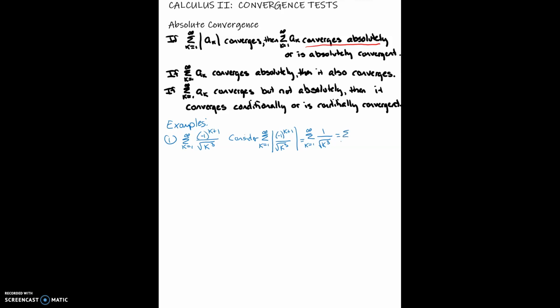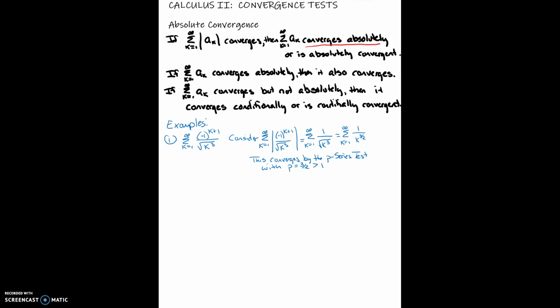Let me go ahead and rewrite this so we can work with it a little easier. In the denominator, the square root of k cubed is the same thing as k to the 3/2 power. And I recognize that 1 over k raised to a power looks familiar. Turns out that this converges by the p-series test, with the p-value of 3/2, which of course is greater than 1.